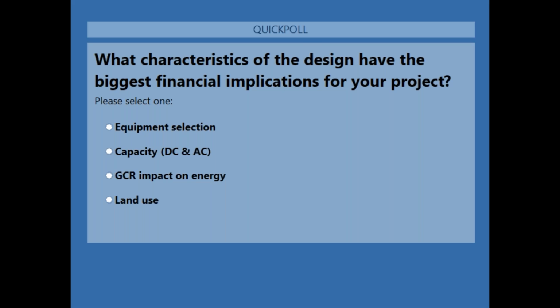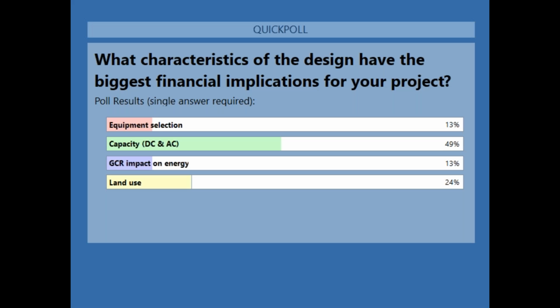Poll answers are coming in. It's looking like we have a clear leader. All right, the poll is now closed, so we're showing the results. Looks like people are saying it's the DC or AC, or DC and AC capacity. So getting your inverter load ratio correct is what people say. We also have land use on there, which is good, and I think that probably ties into some of the grading requirements and earthwork requirements.